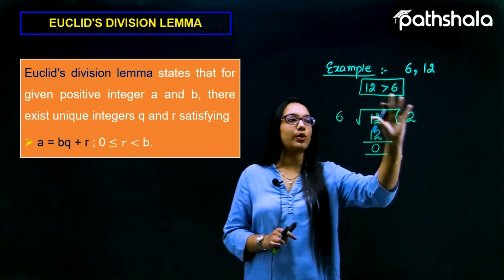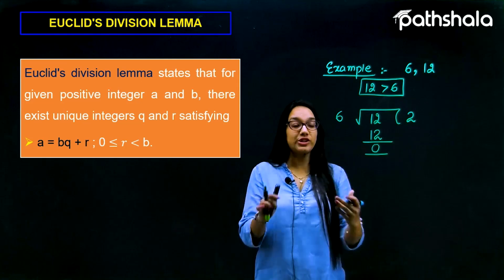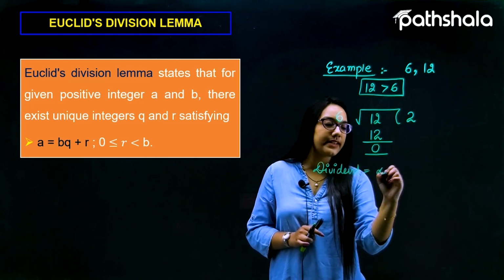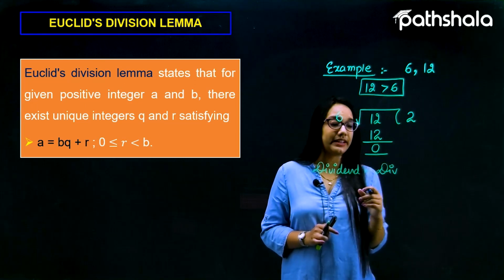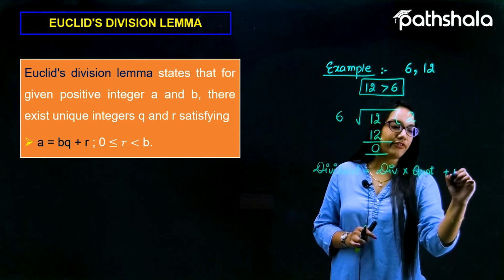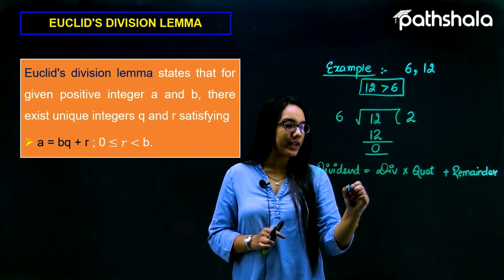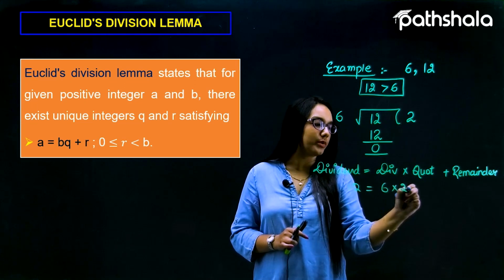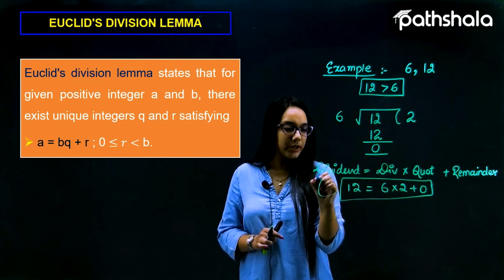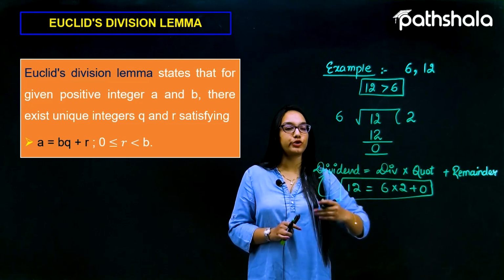So we can write this in the form of a relationship which says dividend is equal to divisor into quotient plus remainder. We can write 12 is equal to 6 into 2 plus 0. This is the relationship we already know, that dividend is equal to divisor into quotient plus remainder.